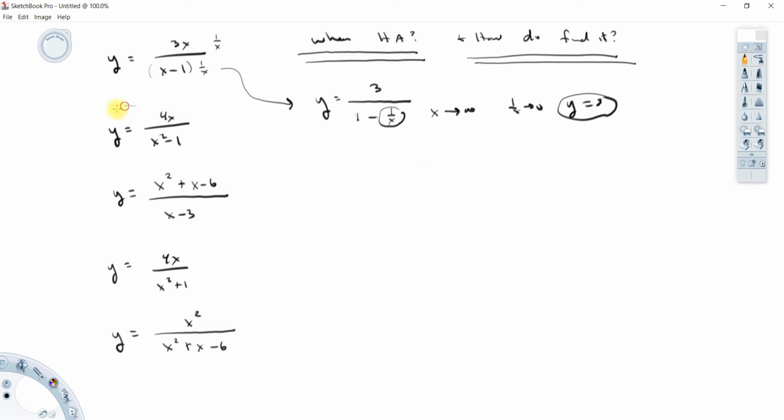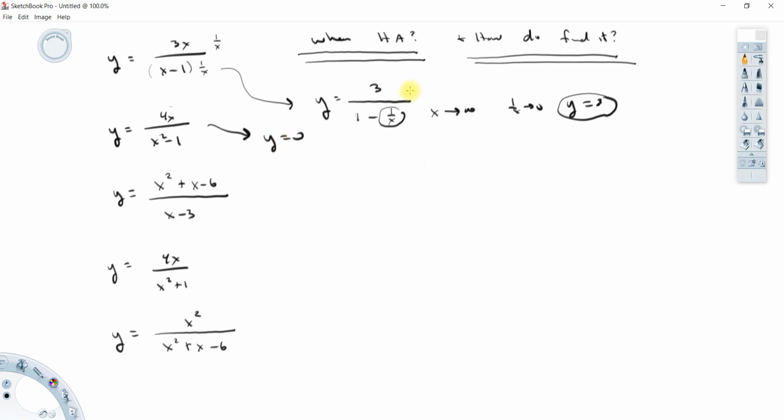All right, let's take a look at this one right here. So in this example, the top is first order and the bottom is second. So the bottom's going to get bigger faster than the numerator here. So what's going to happen? The horizontal asymptote is y equals 0.